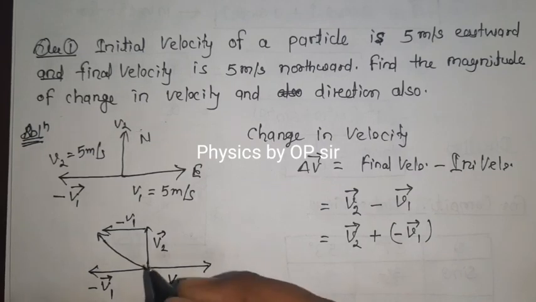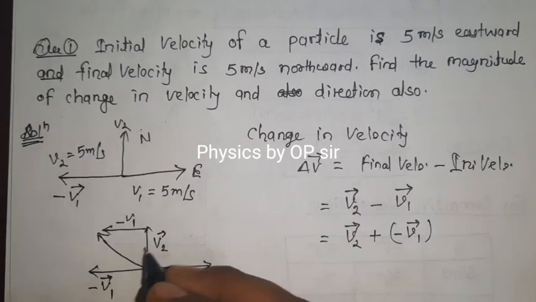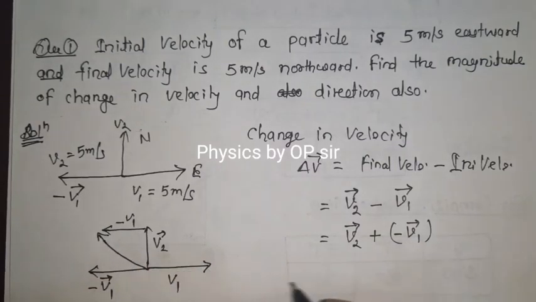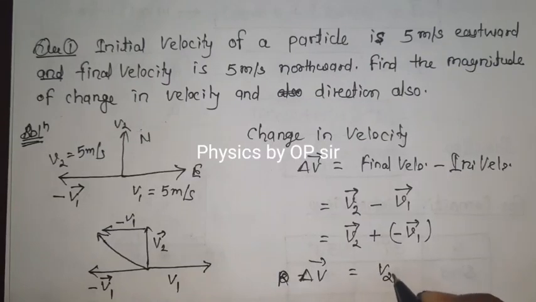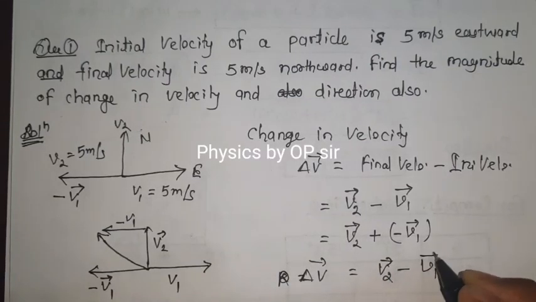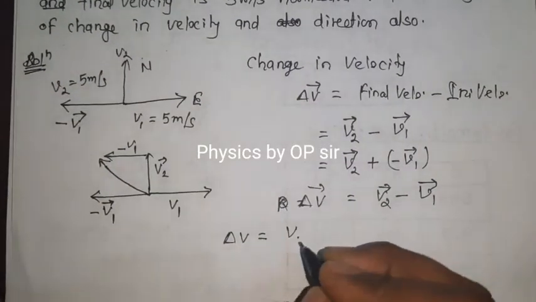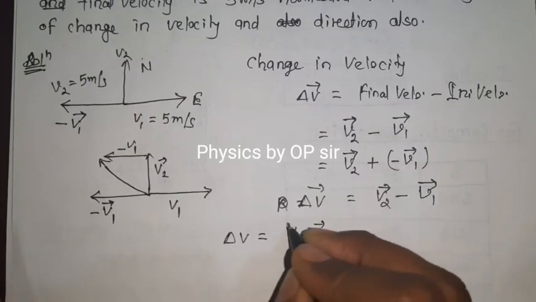In the triangle law we have discussed, when two vectors are represented by the sides of a triangle, then their third side, the closing side, taken in opposite order, is the resultant. So here the resultant is delta v. It is your v2 vector minus v1 vector. This is your answer in vector form. But here it is asked to find delta v in magnitude. So how can we write the magnitude? Magnitude of v2 vector minus v1 vector.